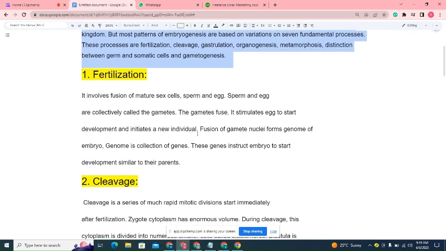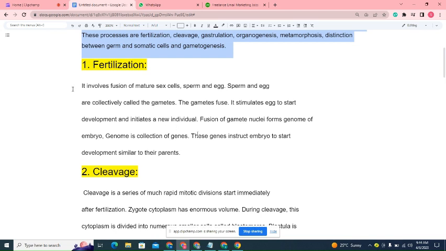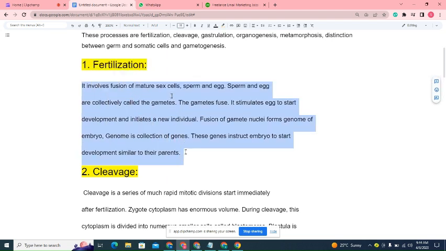Now we will see the principal features of development. First feature is fertilization. It involves fusion of mature sex cells, sperm and egg. Sperm and egg are collectively called the gametes. When the gametes fuse, it stimulates the egg to start development and initiates a new individual. Fusion of gamete nuclei forms the genome of the embryo. Genome is a collection of genes. These genes instruct the embryo to start development similar to its parents.